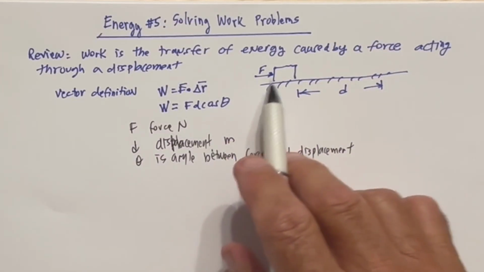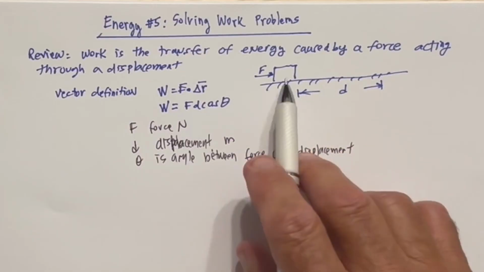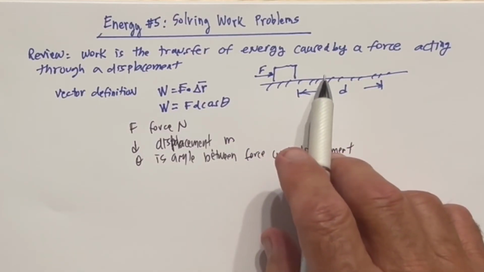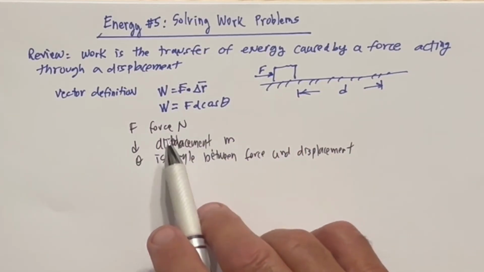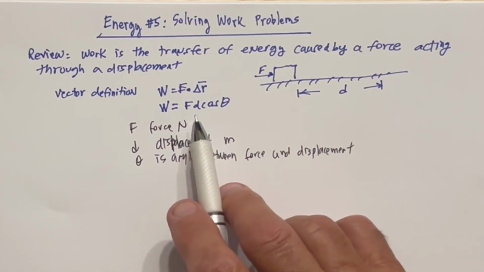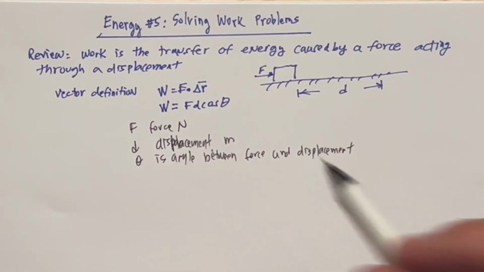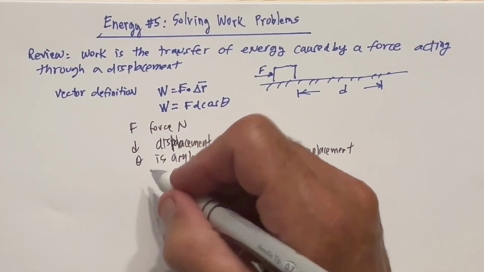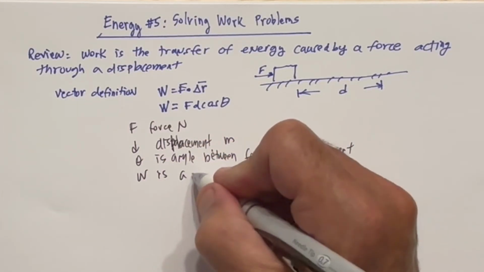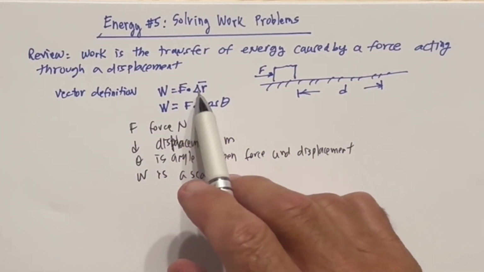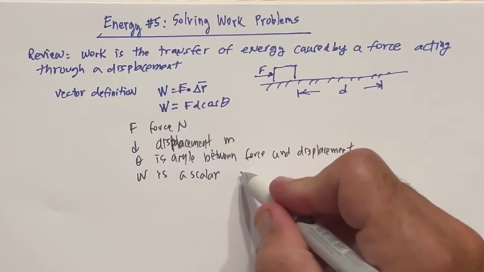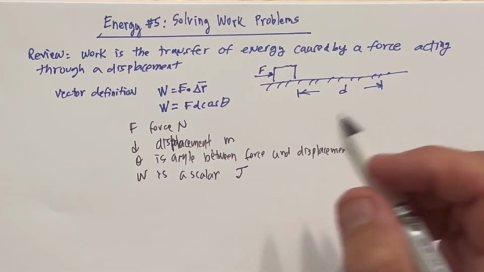In this case, they were all lined up, everything went right along the floor, so theta would have been 0. But if we have the force coming in from a different angle, then this theta would be the difference between the two vector directions. And we know W is a scalar. It's just a number because it's a dot product of two vectors. And the units of that are joules, the same as energy.